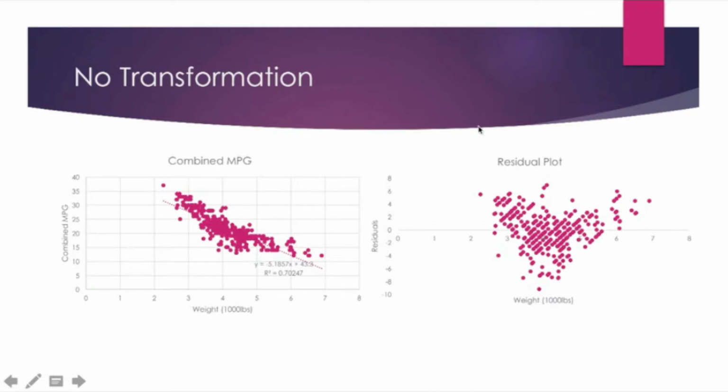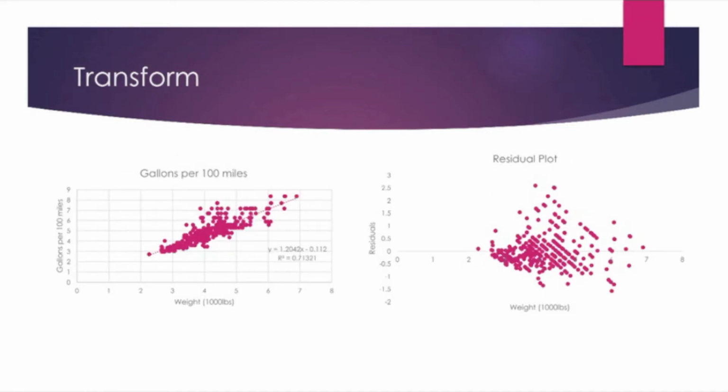But when you do a residual plot analysis, you get that the data points deviate significantly from the estimated line, which goes to show that we need some kind of transformation. What we can do is do a reciprocal transformation.